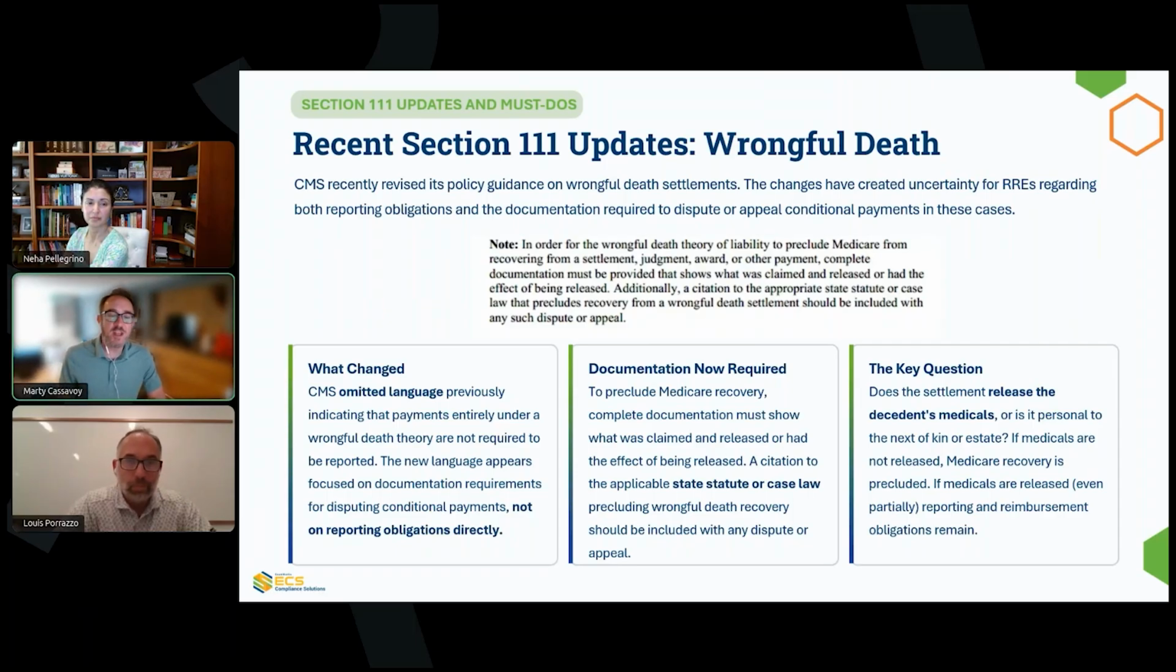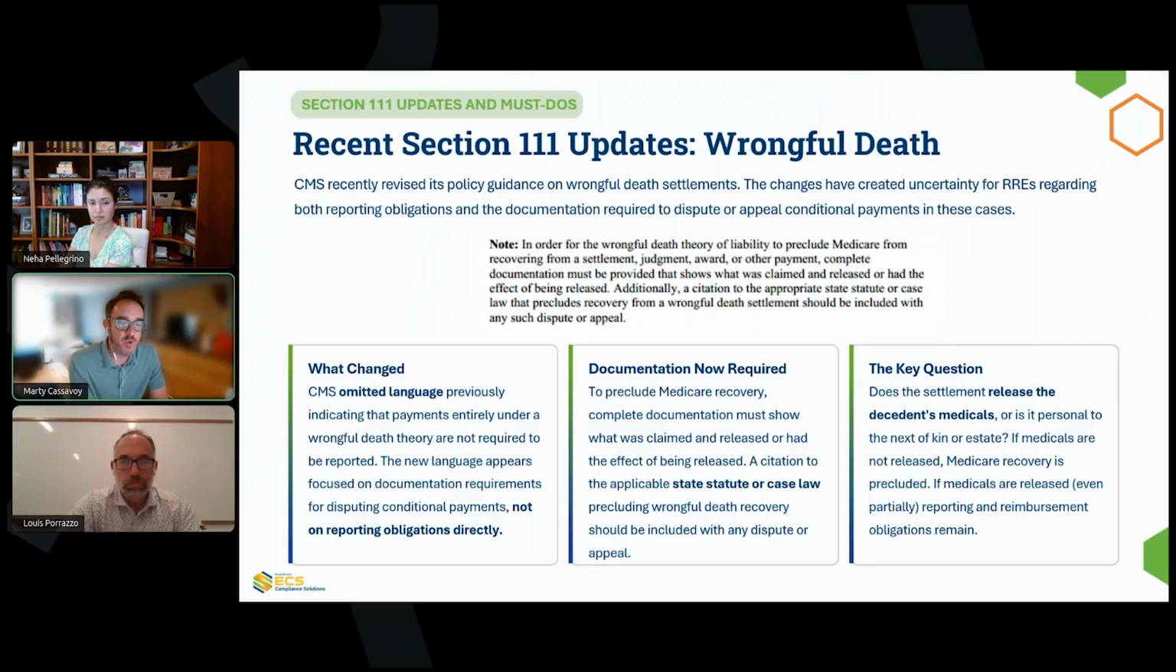Wait a second. What's that second sentence? That second sentence has nothing to do with Section 111 reporting. That has to do with conditional payments. What is a conditional payment sentence doing in an NGHP user guide, which is supposed to only deal with Section 111 reporting?